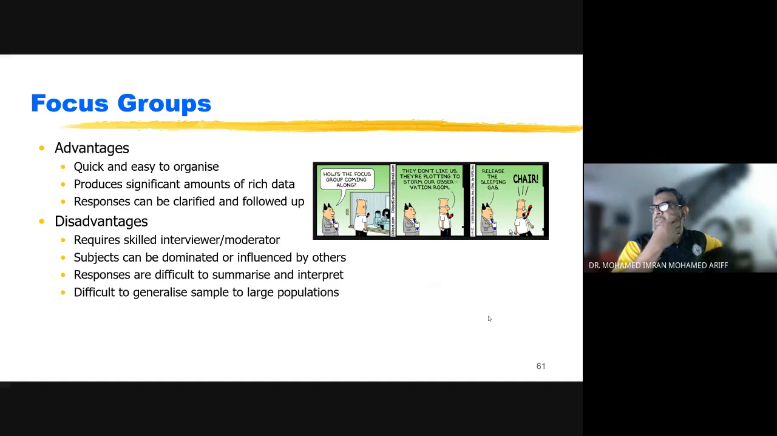Okay, so this is a big group. Mari kita bacalah jom ni. How is the focus group coming along? They don't like us. They're plotting to storm our observation room. So they release the sleeping gas.